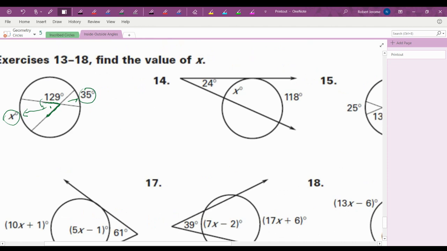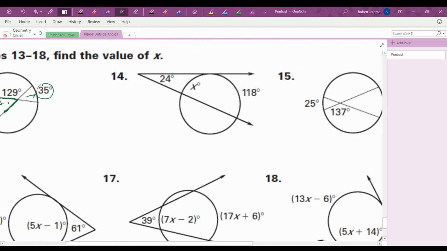In number 14, very straightforward. Our angle is on the outside. So we're going to use our outside formula. Remember, it's big arc minus little arc. So 24 equals 1/2 (118 minus x). And then, of course, we do a little algebra.